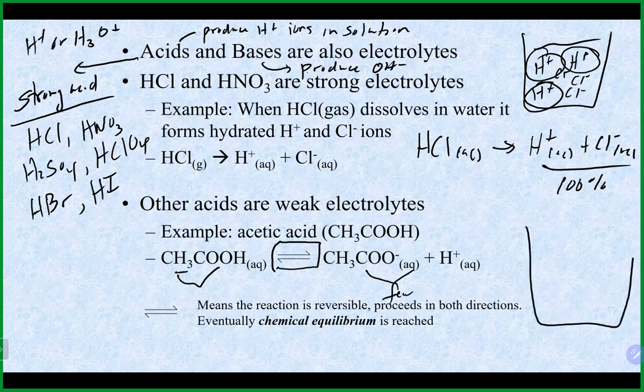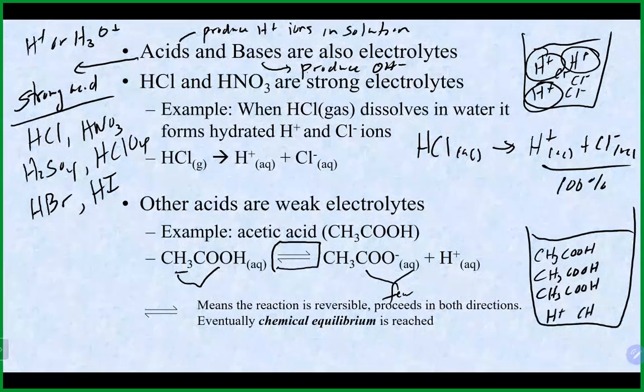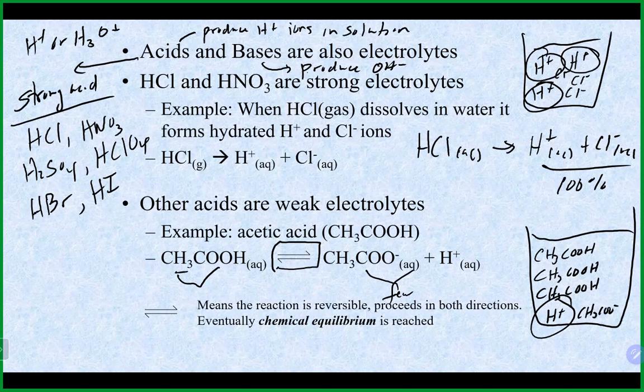So in comparison, if you were to look at a beaker of acetic acid, you would see a lot of acetic acid still together, and you would see a little bit of H plus and acetate breaking apart. So in this case, a lot less H plus is being formed, which is why it's considered a weak acid. It's still able to produce H plus, so it's still considered an acid, but it would not produce anywhere near the amount of H plus that one of these strong acids would do. Any questions on that?